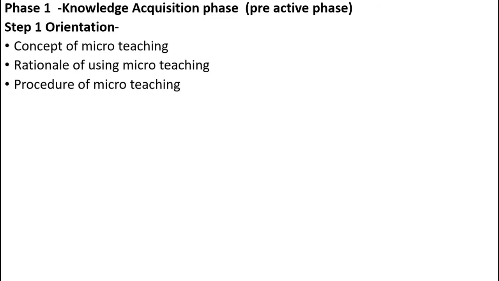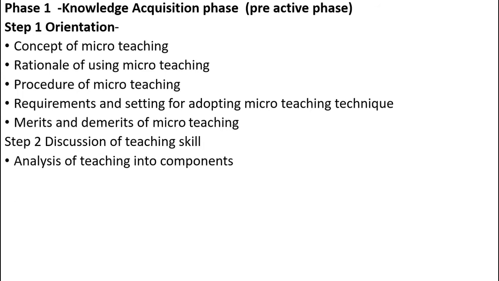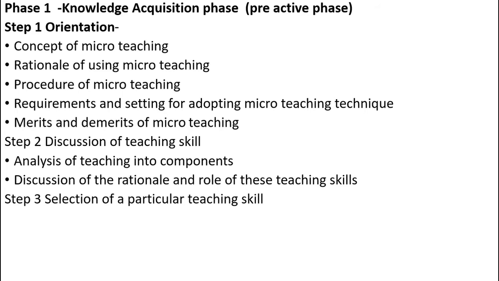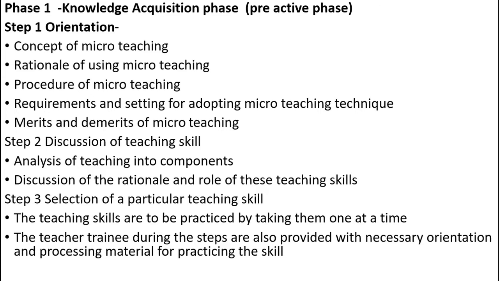First is the knowledge acquisition phase. It includes orientation: we have to teach the students what is micro teaching, the rationale of using micro teaching, procedure of micro teaching, requirements and settings for adopting micro teaching, and merits and demerits of micro teaching. Step two includes discussion of the teaching skill, which teaching skill they have to do in a particular micro teaching. That means an analysis of teaching into components, and discussion of the rationale and role of these teaching skills. And step three, selection of a particular teaching skill. The teaching skills are to be practiced by taking them one at a time, and the teacher trainee during these steps should also be provided with necessary orientation and processing material for practicing the skill.